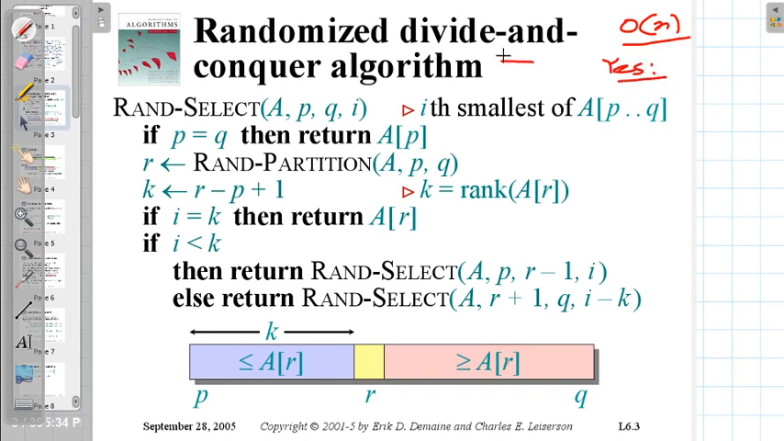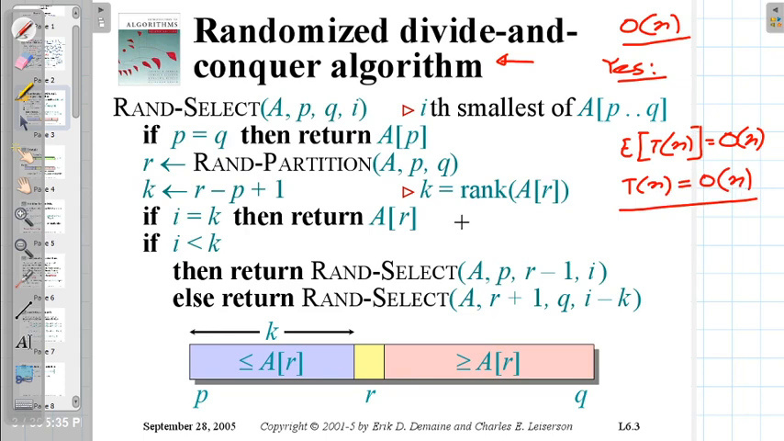One is this randomized divide and conquer algorithm, and its expected running time is order of n. And there is again one deterministic algorithm, which we'll see after a short while, and that will also be running in order of n time, without expectation. So first let me give an idea of this randomized divide and conquer algorithm.